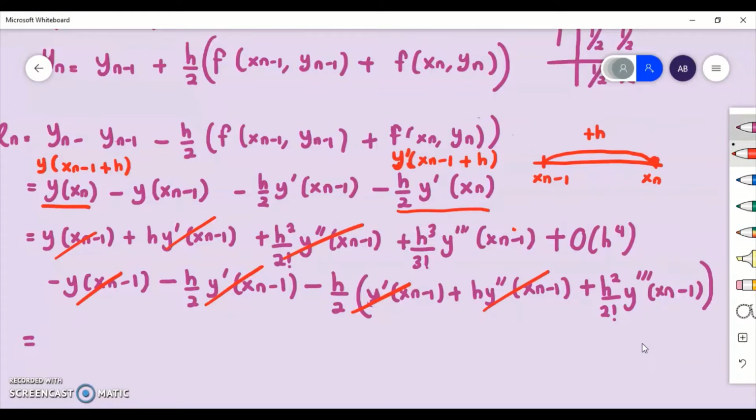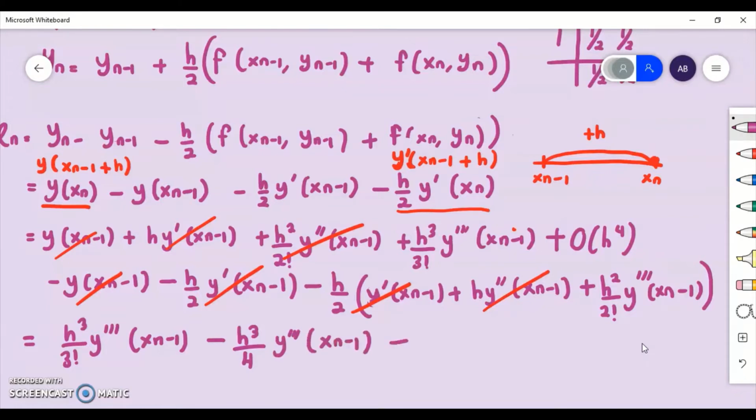Now that's beautifully done. So I have the term h cubed over 3 factorial y triple prime at xn minus 1. The term here, negative, bring it here, will be negative h cubed over 4. Okay, 2 factorial times 2 is 4. Y triple prime at xn minus 1, and you have the h to the power 4 term.